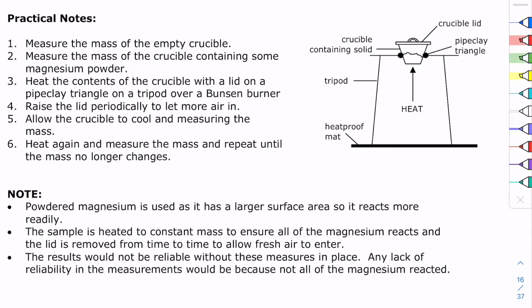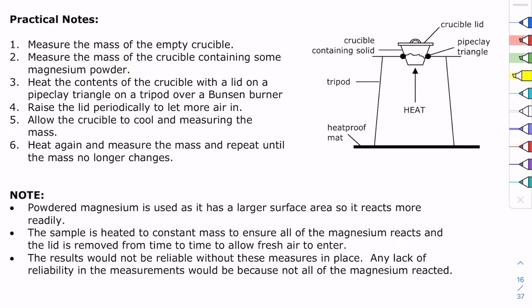So first of all, we measure the mass of the empty crucible. You then measure the mass of the crucible containing some of the magnesium powder or whatever substance you're using. Here you can see they're using powder. Because the powder would have a larger surface area, it would react faster than when using a piece of magnesium. You're then heating the contents of the crucible with a lid on in a pipe clay triangle over a Bunsen burner. Notice here it's a pipe clay triangle. There's no gauze there.